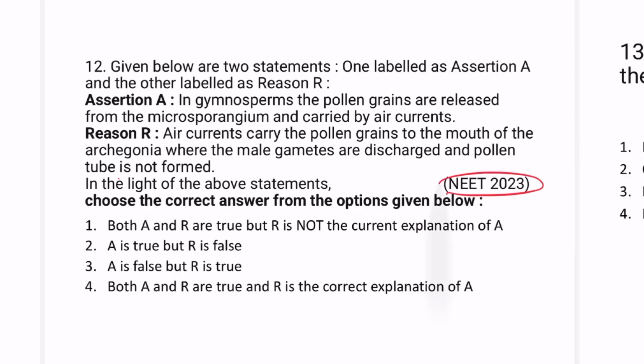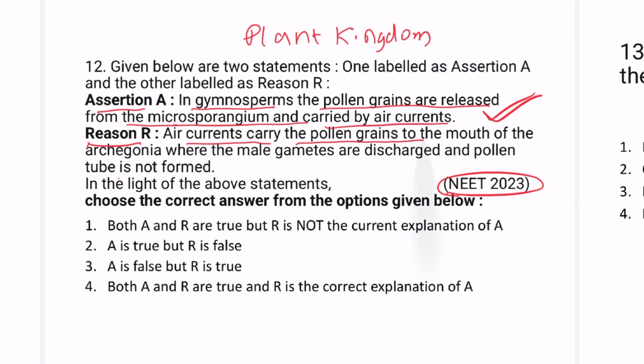Here we have an assertion reason question from NEET 2023, and if you look at the assertion, in gymnosperms, the pollen grains are released from the microsporangium and are carried by air currents. I think this is a question from plant kingdom, not from sexual reproduction in flowering plants. We shall go through this. Yes, so in gymnosperms, the pollen grains released from the microsporangium are carried by air currents. Yes, this is a right statement. And if we look at the reason, air currents carry the pollen grains to the mouth of archegonia, where the male gametes are discharged and pollen tube is not formed.